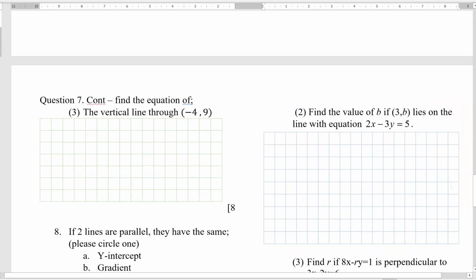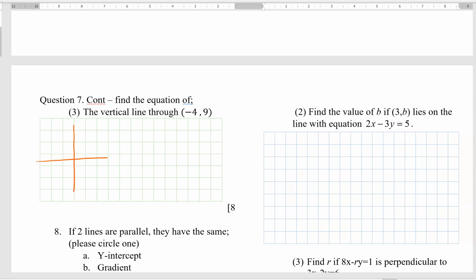Okay, we'll just finish off with question 7. Find the equation of the vertical line through minus 4, 9. So with the vertical line, minus 4, 9, let's say it's up here. So minus 4, it's passing through this point vertically. So that means no matter what value your y is, x will always be minus 4. So it should come as no surprise that my equation for a vertical line would be x equals minus 4.